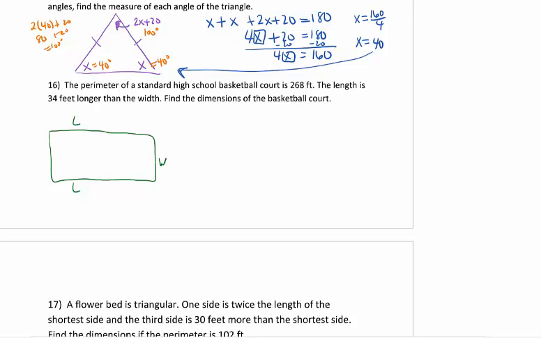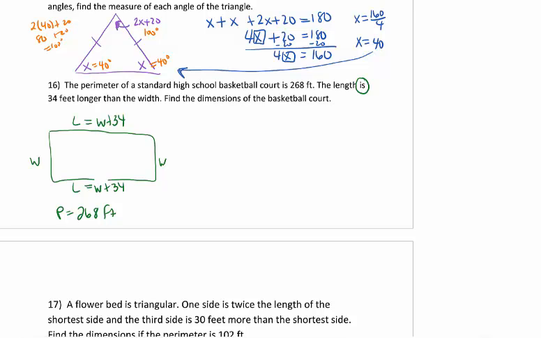We have lengths and we have widths. The perimeter, which is the whole distance around, is 268 feet. They give us that. The length is, which means equals, 34 feet longer than the width. So that is W plus 34. So the length on the bottom is the same piece, W plus 34.